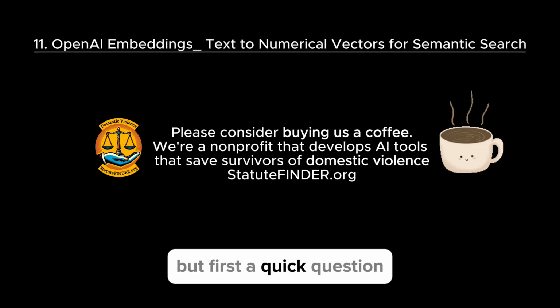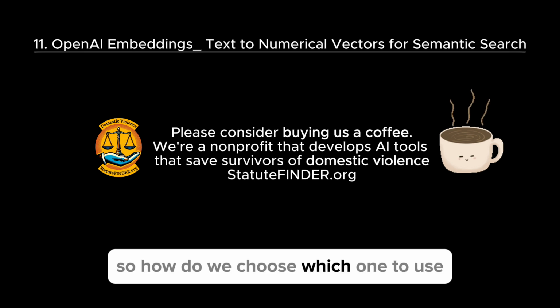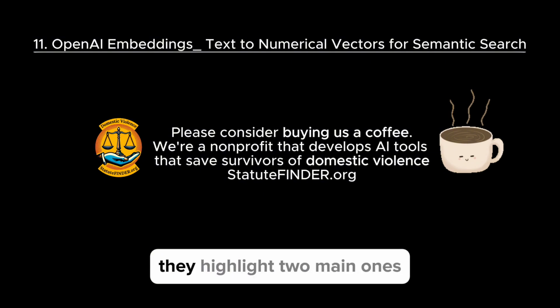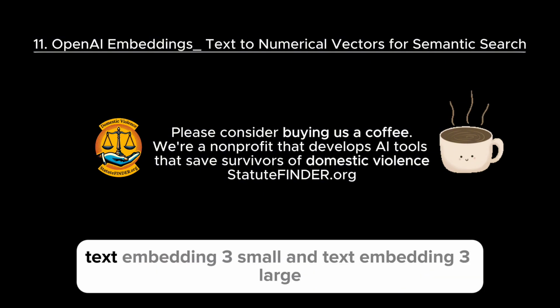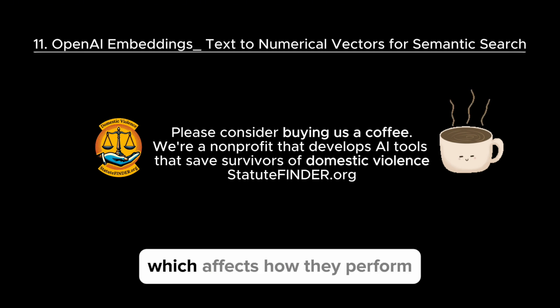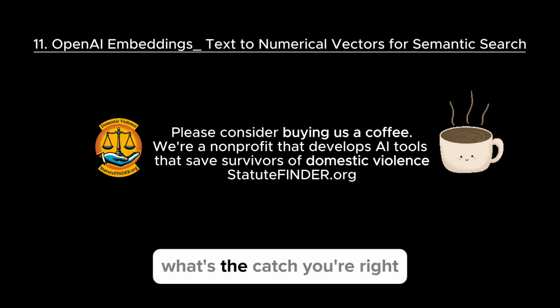But first, a quick question. I noticed that OpenAI offers different models. So how do we choose which one to use? That's a good question. In the document you shared, they highlight two main ones, text-embedding-3-small and text-embedding-3-large. As you might guess, one is smaller and the other is larger, which affects how they perform. I have a feeling bigger isn't always better here. What's the catch? You're right.